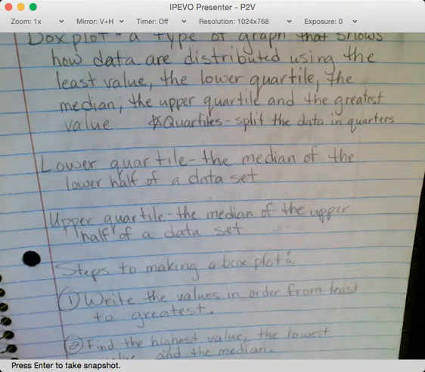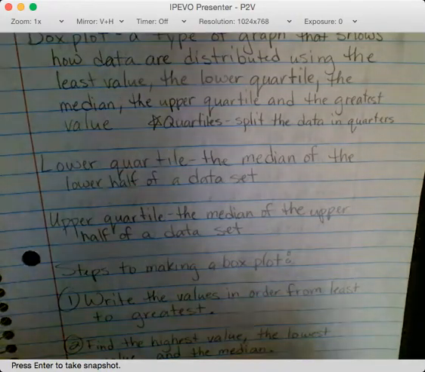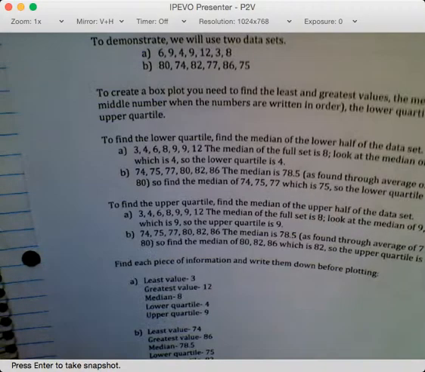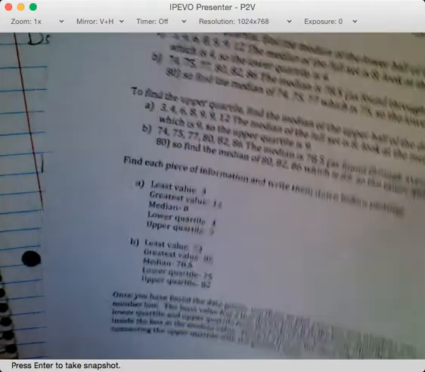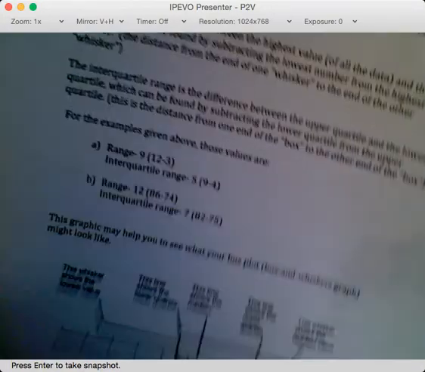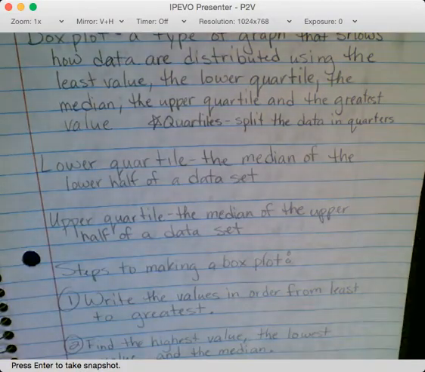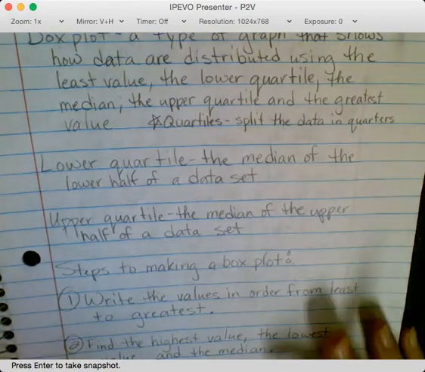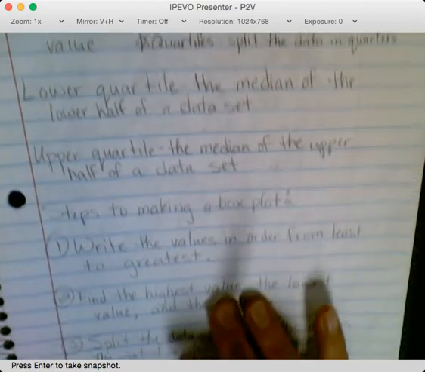I'm going to go over the steps to making a box plot on here. I also have a note sheet that has a lot of information on it with some examples. So just for your information, today I'm just going to go over this.